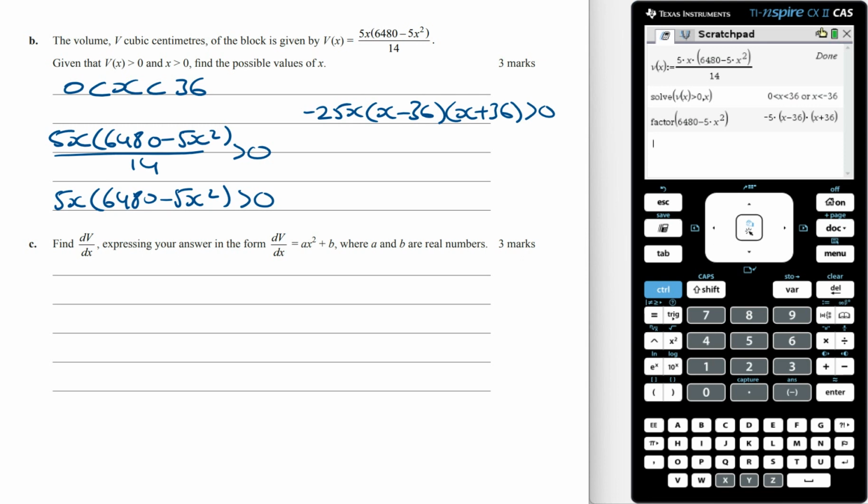We now have a cubic inequality. To find the x values where this cubic is going to be larger than 0, we need to sketch its graph. The cubic function is a negative and it's written in factorized form. And so the x-intercepts are going to be at x is equal to 0, at x is equal to 36, and at x is equal to minus 36. Sketching this function, we can see that v of x is going to be larger than 0 for the values where x is larger than 0 when x is between 0 and 36. And so the answer is going to be for x values between 0 and 36.